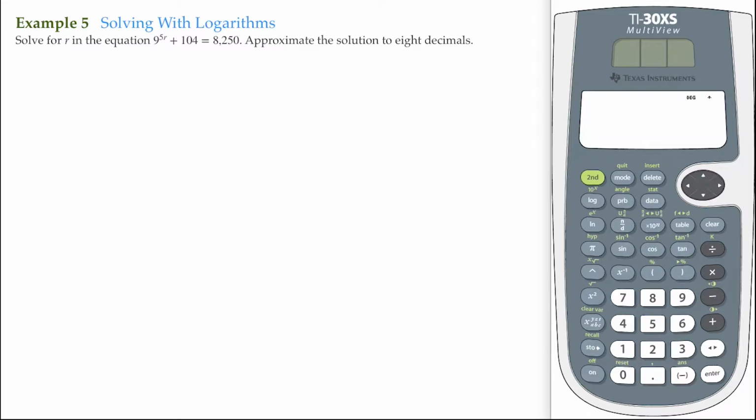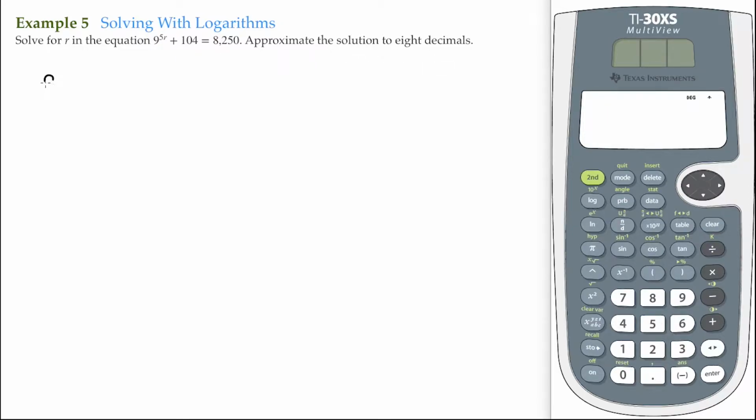So we are going to continue using logarithms to solve for our equations here. We have this equation: 9 to the 5r power plus 104 is equal to 8,250. And of course, we're going to use our calculators to approximate the solution to 8 decimal places.